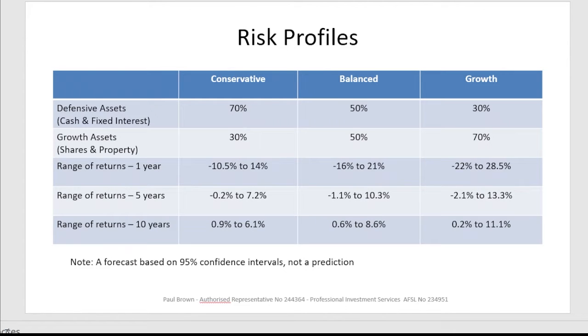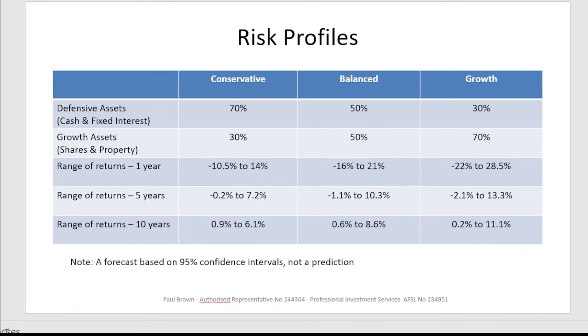So now we'll look at the various different risk profiles. At Centrepoint, we actually use 6 different risk profiles, from defensive through to high growth plus. But I'm going to focus just on the 3 risk profiles where the majority of our clients would be, and that's conservative, balanced, and growth. And in terms of the mix of defensive and growth assets, defensive assets would be cash and fixed interest investments, and growth assets typically shares and property, domestic and overseas.